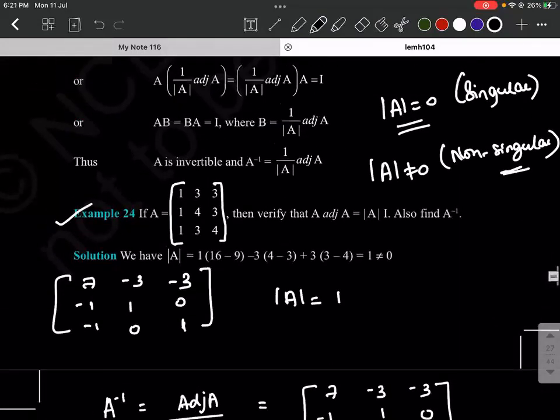Okay. But they asked us to verify something. So once you find the adjoint of A, multiply A and the adjoint of A and tell me what the answer is.